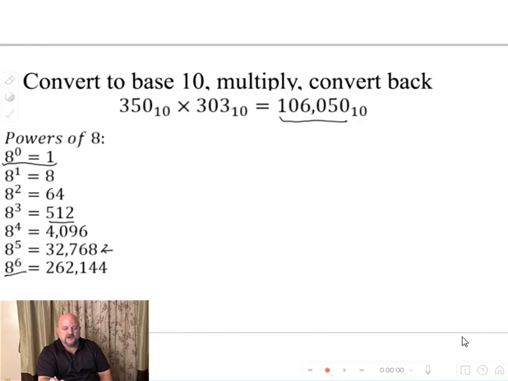8 to the sixth is bigger. It's 262,144. It's bigger than the number we're trying to convert. So we know we have everything we need.